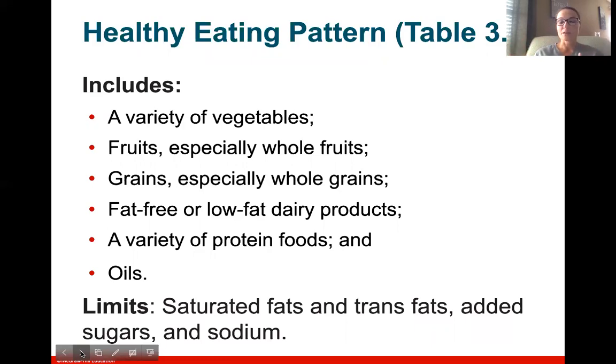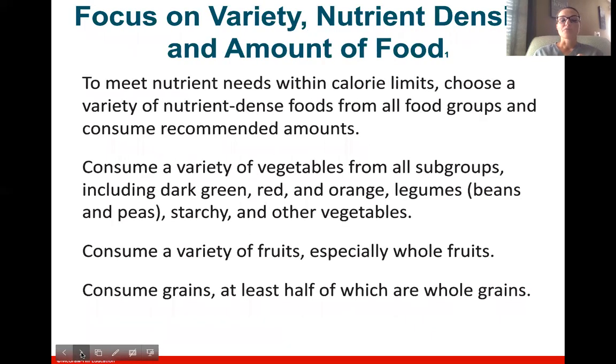We want to limit our consumption of those because they are bad for our heart health, and limit added sugar and sodium. Focus on variety, nutrient density, and amount of food. So we want to be eating all the different colors. So maybe you've heard like eat the rainbow. It's not a bad idea, and that's actually some pretty good advice.